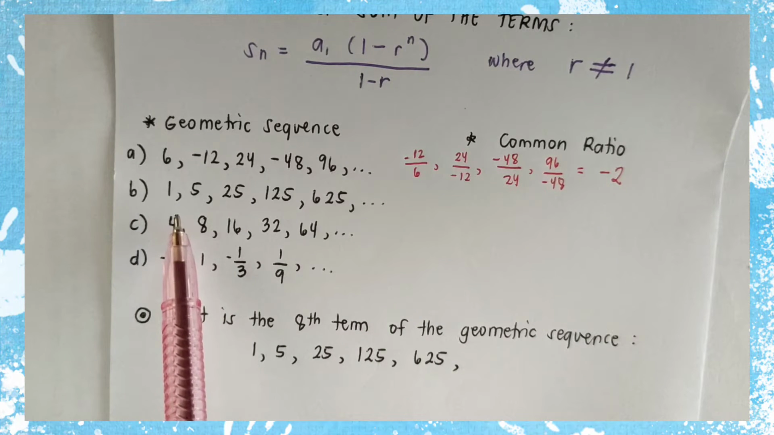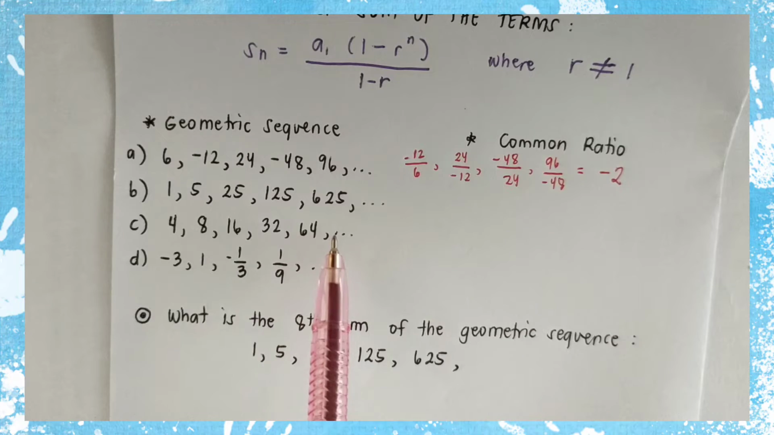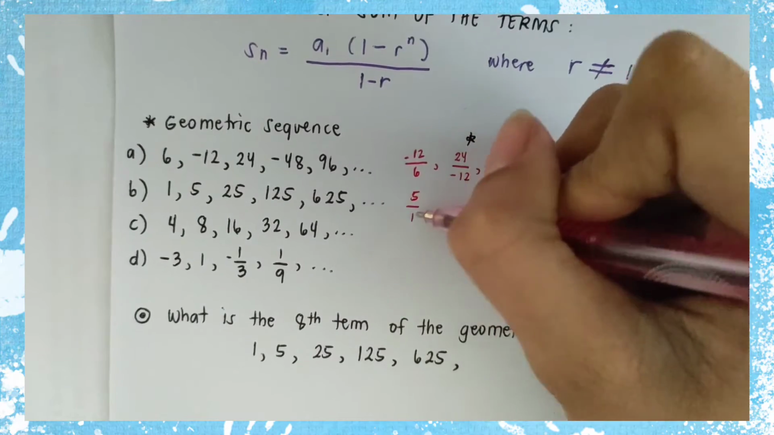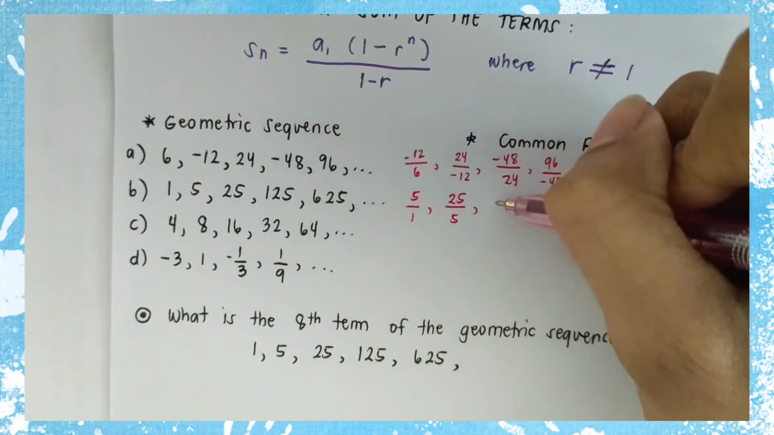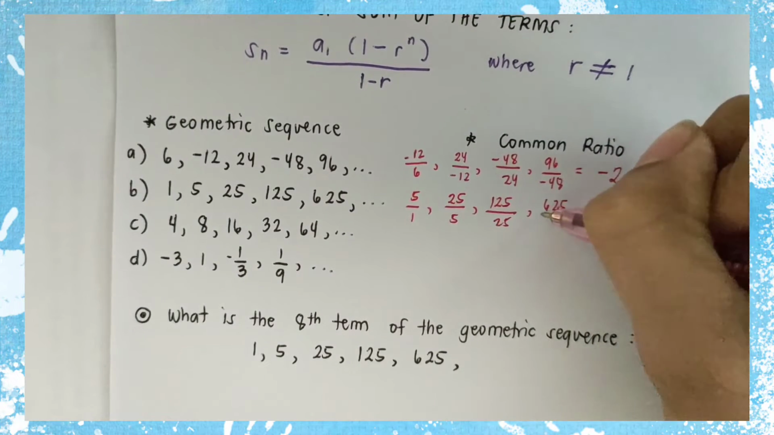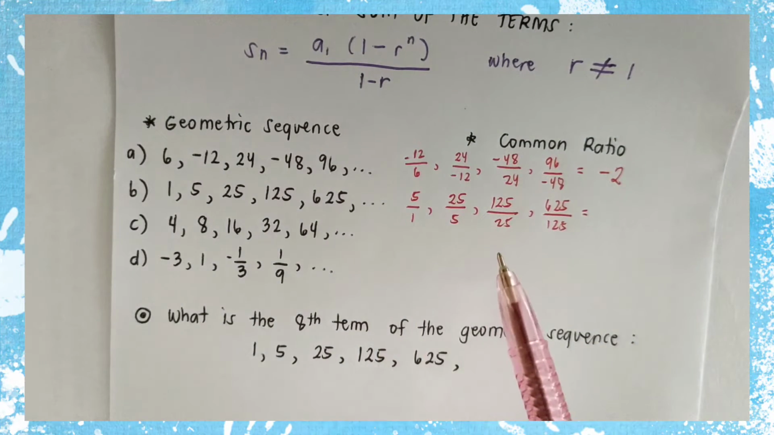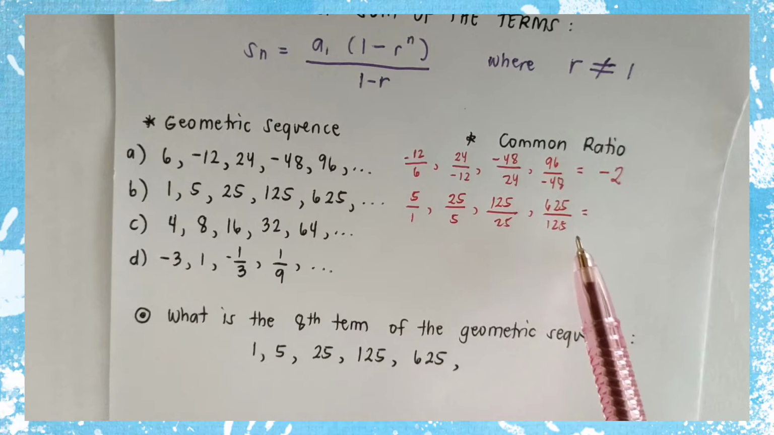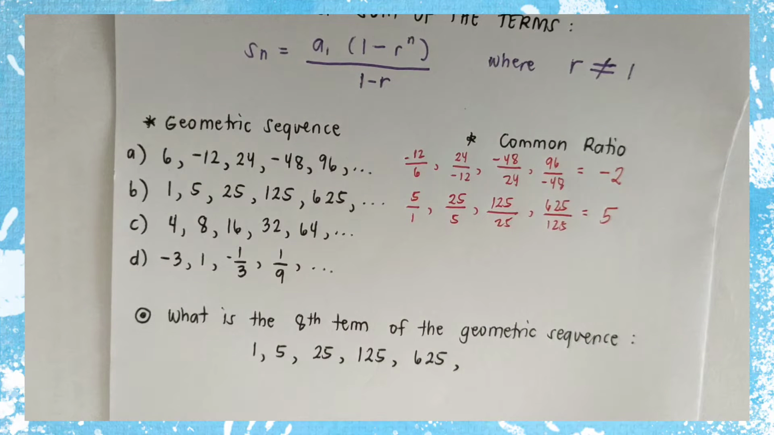Next, how about the common ratio of 1, 5, 25, 125, and 625? Same procedure: get the second term, divide it by your first term. Next, third term, divide it by your second term. Fourth term, divide it by your third term. And fifth term, divide it by your fourth term. 5 divided by 1, 25 divided by 5, 125 divided by 25, and 625 divided by 125 is 5. So the common ratio for letter B is 5.